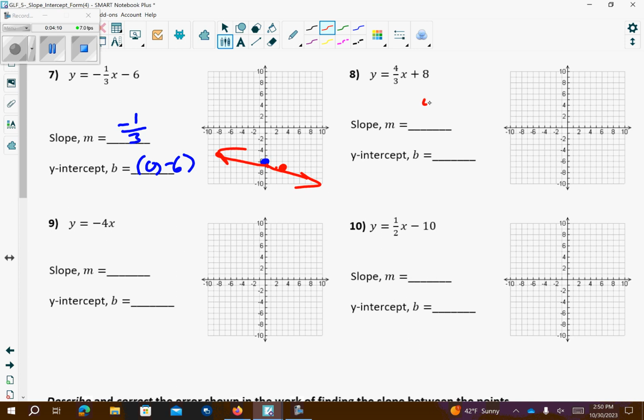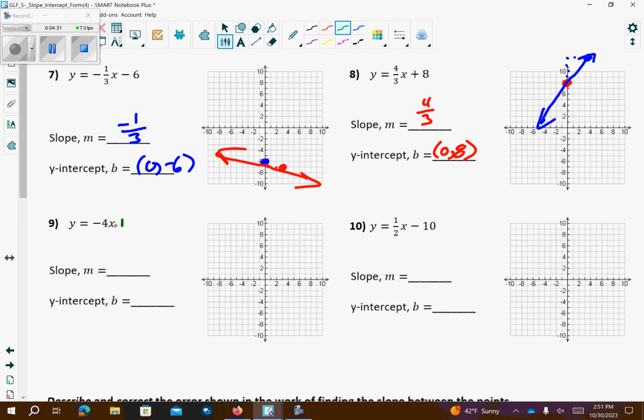For problem number 8, our slope is 4/3. Our y-intercept is going to be (0, 8). Again, I'm making the y-intercept a point, so don't forget that. Then I'm going to go up 4, 1, 2, 3, 4, right 3. So that looks a little goofy, but hey, it's squeezed in there, so do the best you can drawing that.